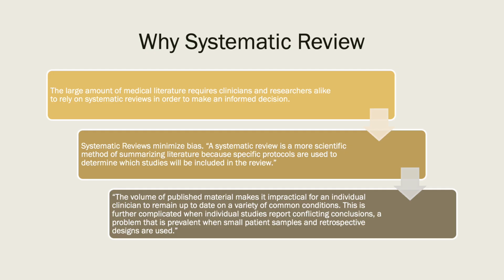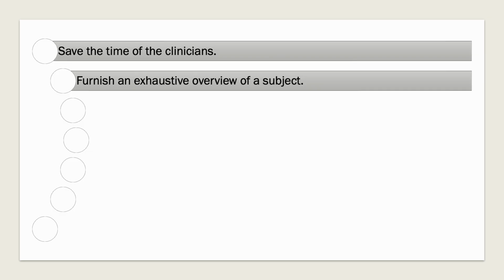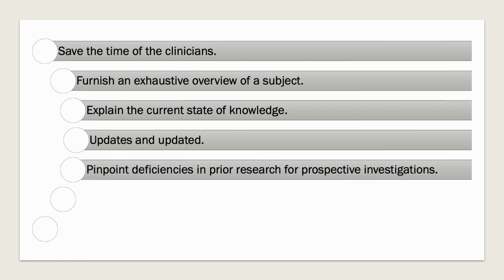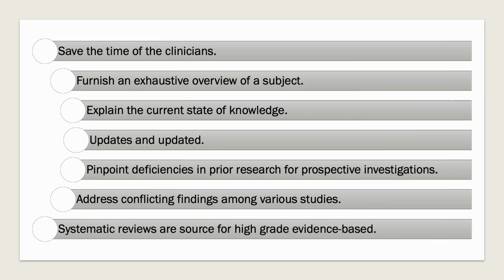Systematic review minimizes the bias that may exist in a scoping review or traditional review, because a systematic review is done systematically and fits small guidelines and steps. This leads to minimum bias in the methodology and in the outcome. The volume of published material, as we mentioned, makes it impossible for the individual clinician to remain up to date in a variety of common conditions. For that, there is an urgent need for systematic review. It saves the time of clinicians, furnishes an extensive overview of the subject, explains the current state of knowledge, updates our knowledge, pinpoints deficiencies in prior research for prospective investigation, and addresses conflicting findings among various studies. Systematic review is actually the source of high-grade evidence.